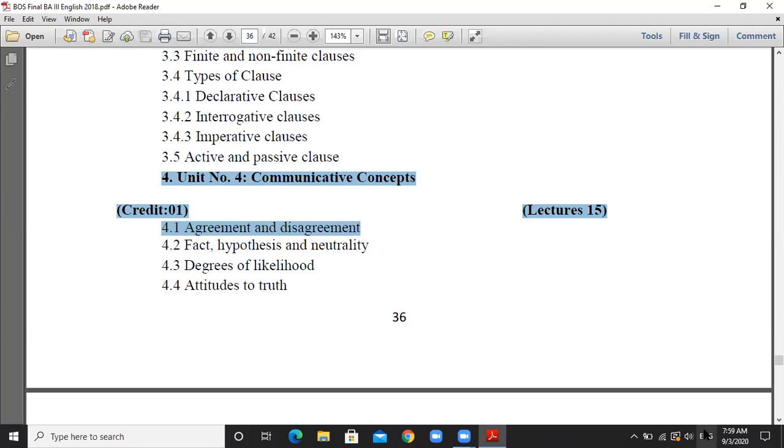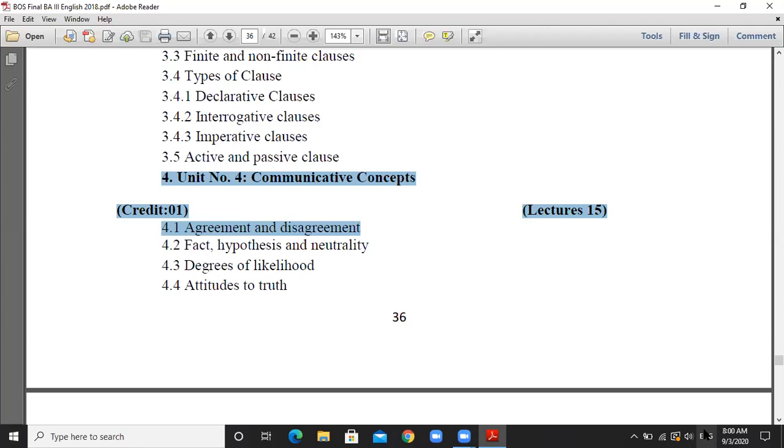Or sometimes we say okay, sometimes we say yes, I like that, sometimes we say no, I am afraid I don't like that, or I disagree, or I have differences of opinion, when you want to disagree, right? So these types of expressions we are going to study in communicative concepts. So what are the expressions that are used to express agreement and disagreement?